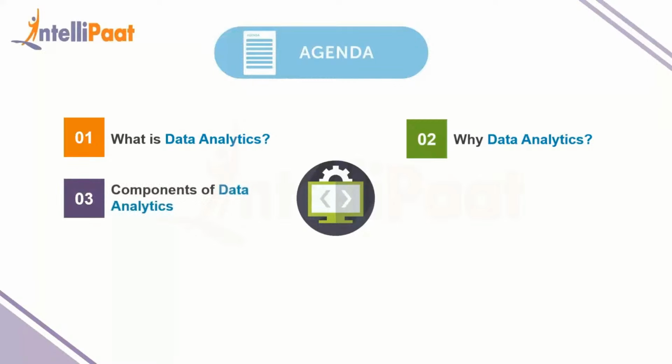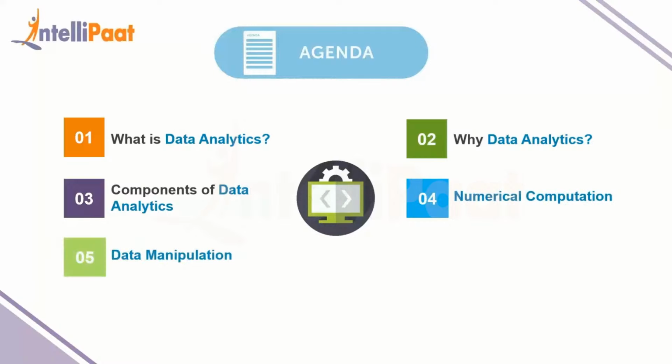Then we'll take a look at the components of data analytics. Data analytics involves multiple components, and we'll take a look at those one by one. We'll begin with numerical computation, then data manipulation, and then data visualization. These are the three major components of data analytics. Once you get started with these, then we can analyze any complicated set of data that we have. Although these are quite vast fields, so we're not going to be going in depth into all of those.